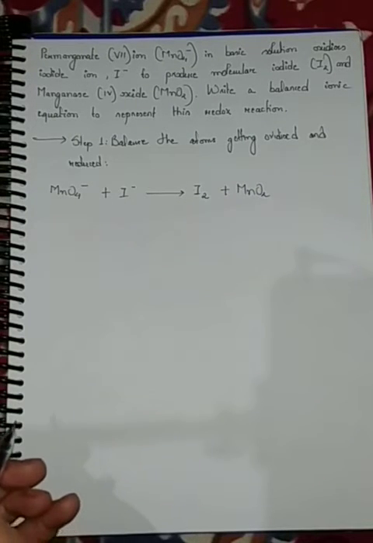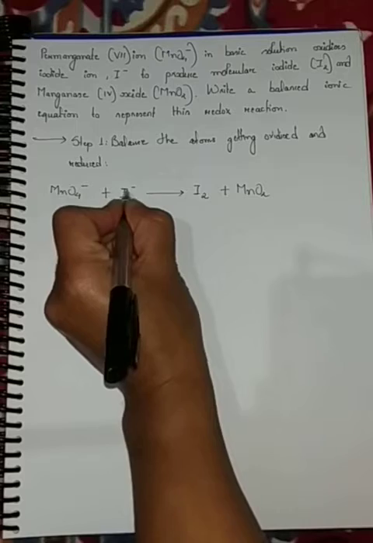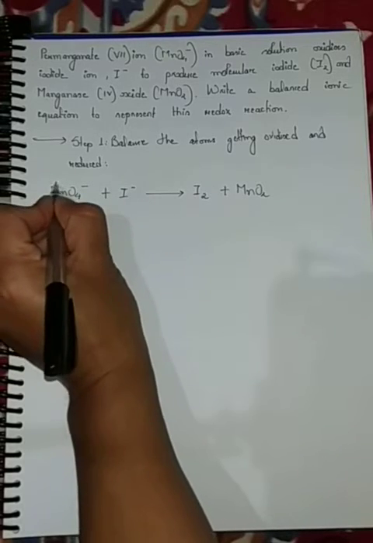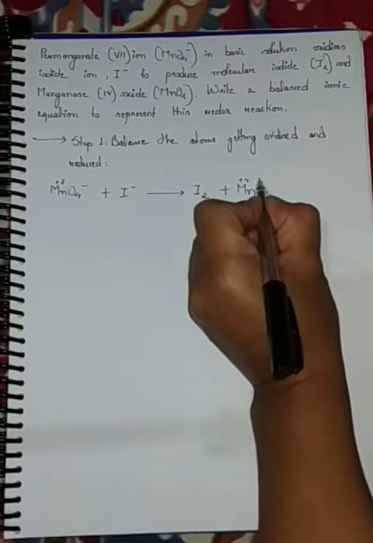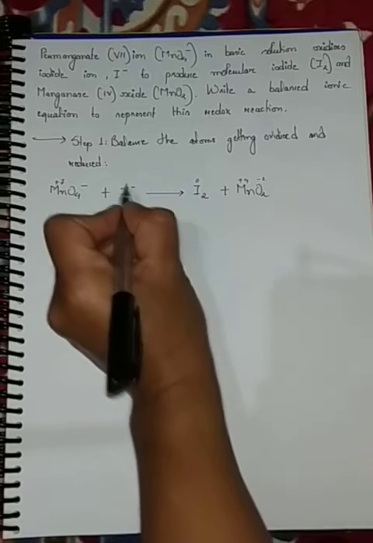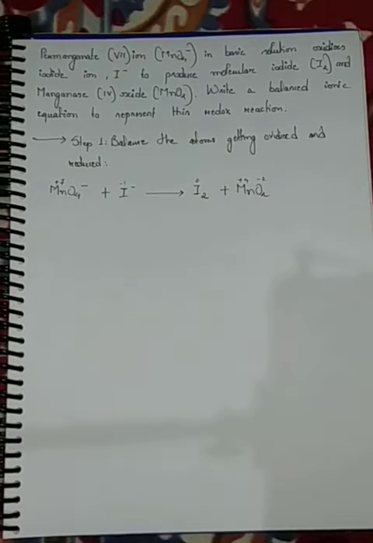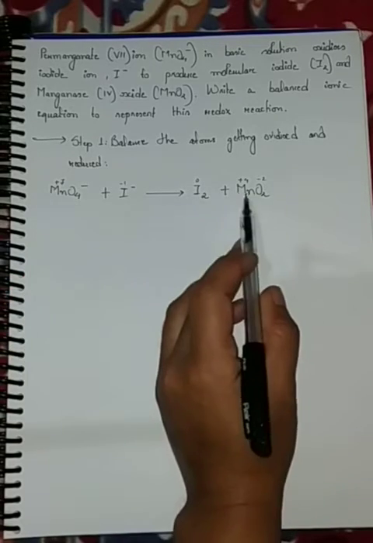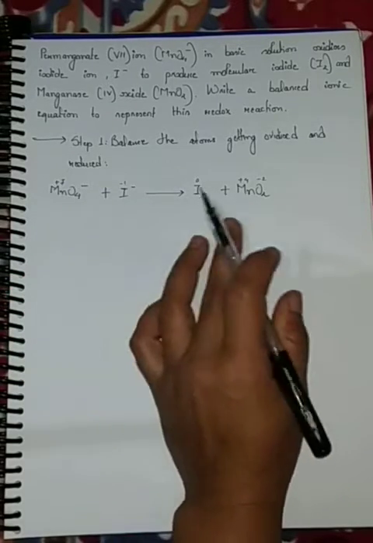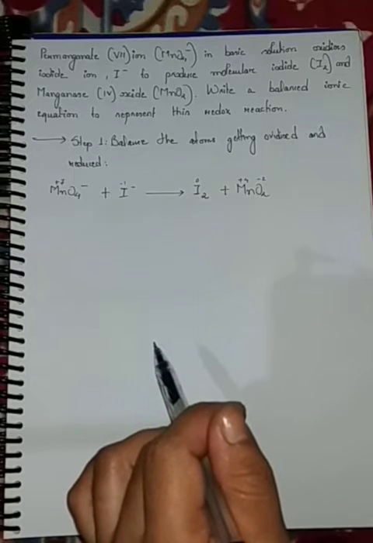Now let us identify who is getting oxidized and who is getting reduced. Here MnO4 minus, manganese exists in its +7 oxidation state. Here it is +4. Oxygen here will be -2, here will be 0, and here will be -1. So we have to balance the atoms that are getting oxidized and reduced. Manganese is going from +7 to +4, and we have only one atom on each side, so the manganese atom is balanced.